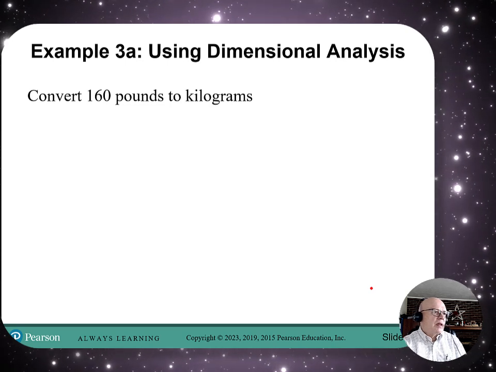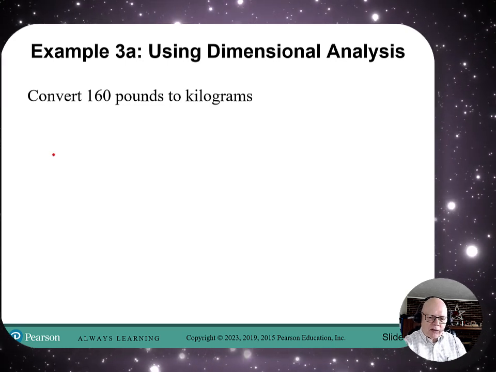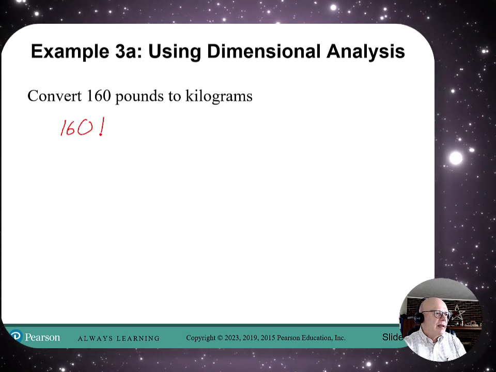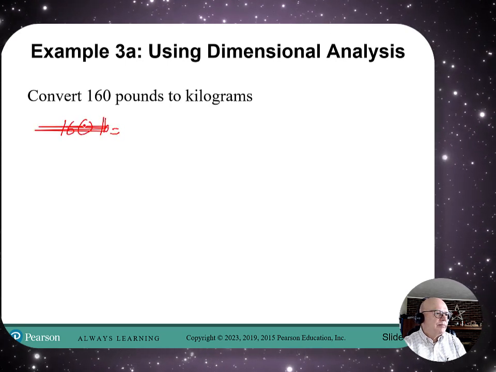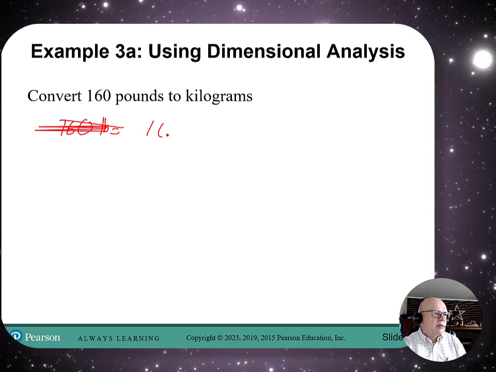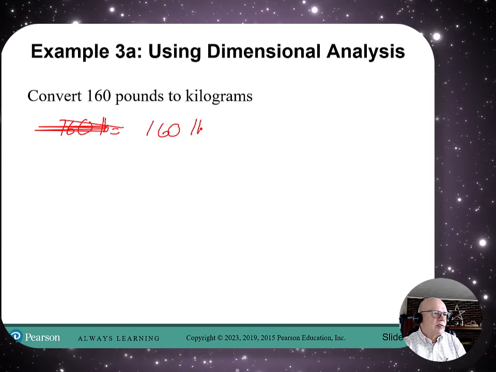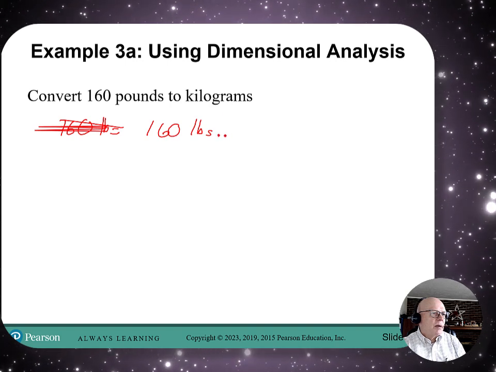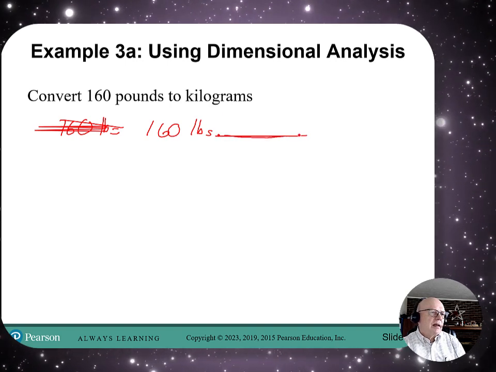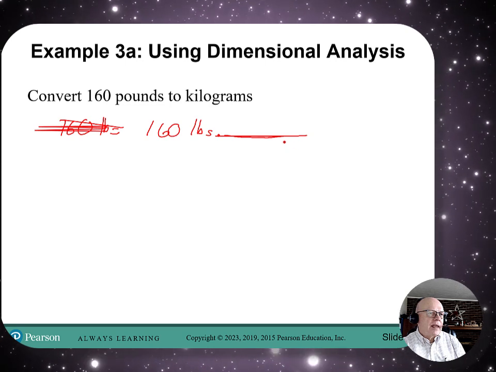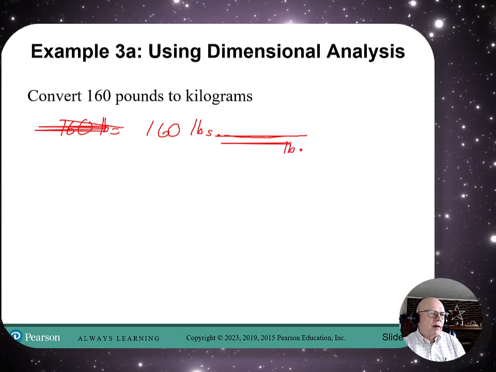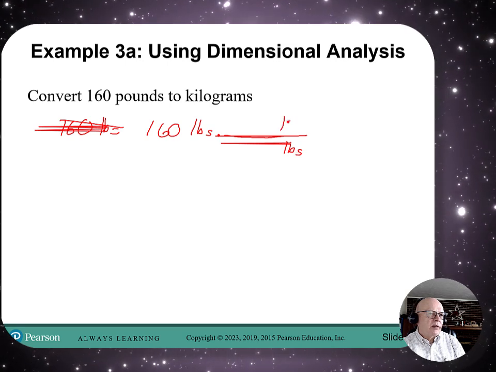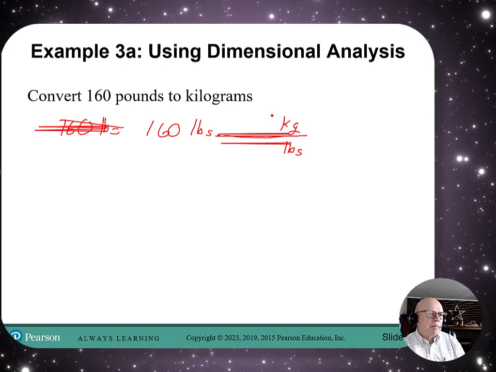So we want 160 pounds to kilograms. So we'll start with 160 pounds. We want it in kilograms, so we're going to multiply that by a unit fraction. We want to get rid of the pounds, so we'll put that on the bottom, so it's going to cancel out. We want kilograms on the top.